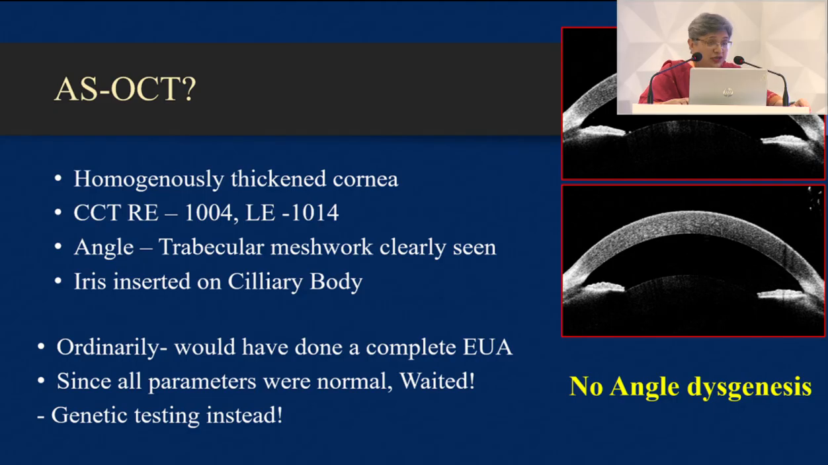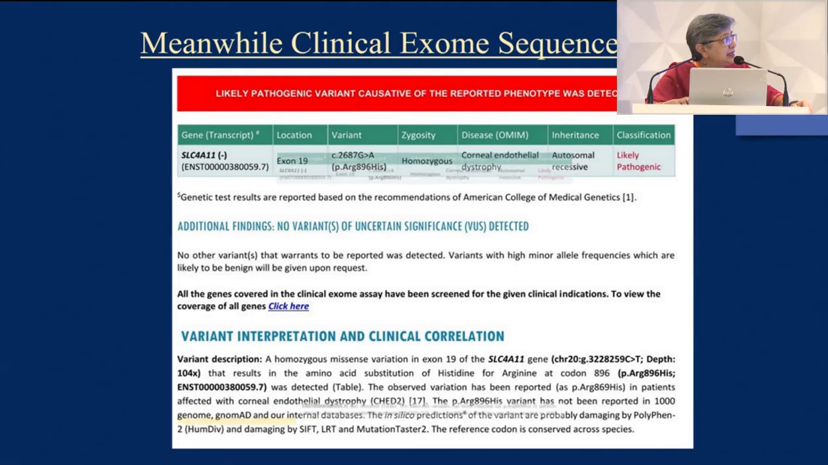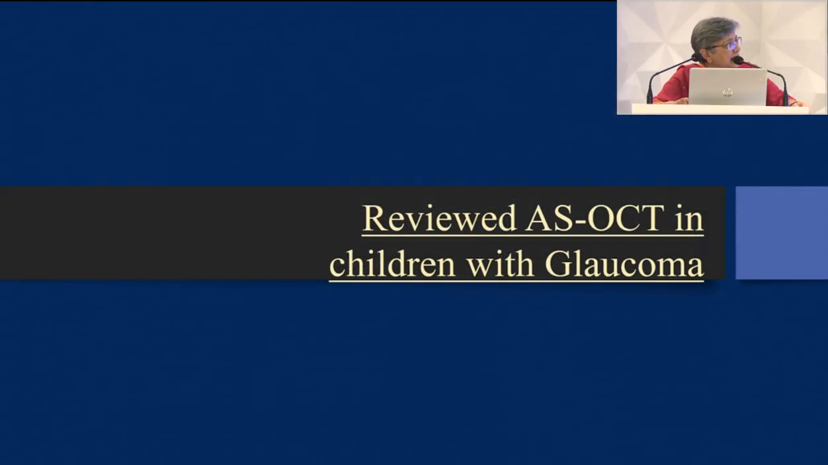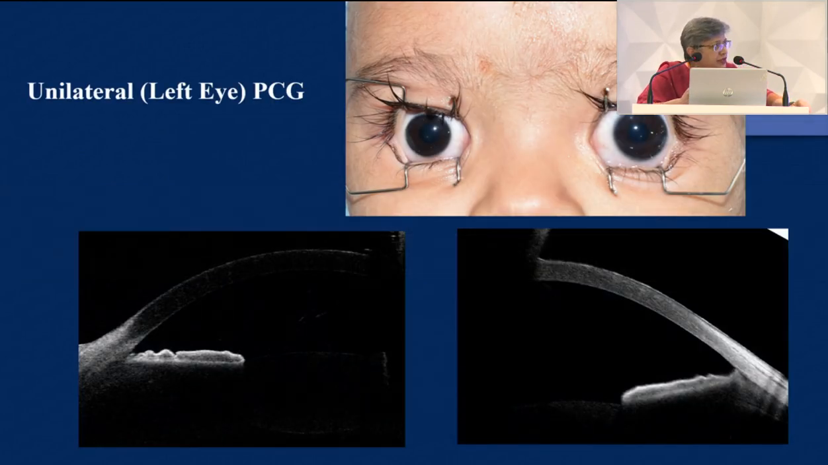So we didn't do an EUA, but decided to go in for genetic testing instead, and sure enough, it turned out to be a congenital hereditary endothelial dystrophy. So we thought, okay, let's carry this forward and let's see our children with glaucoma and what it looks like. So this was the usual kind of child which I would want to do with unilateral PCG.